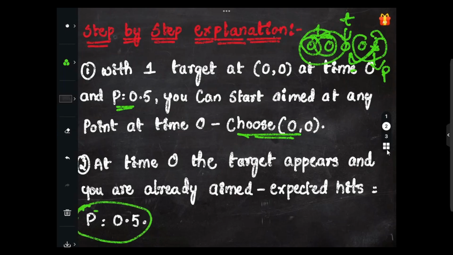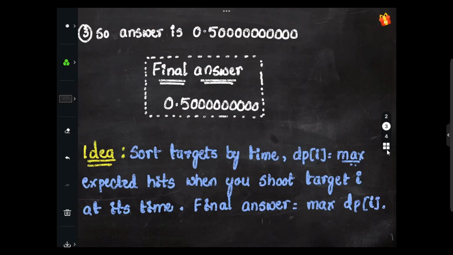Yeah, p equals 0.5 basically. So just keep this in mind. So this is fine. The answer that we got here is 0.5, this one 5 followed by 9 zeros. So the final answer that we got here is this one, so the answer itself is 0.5 basically.